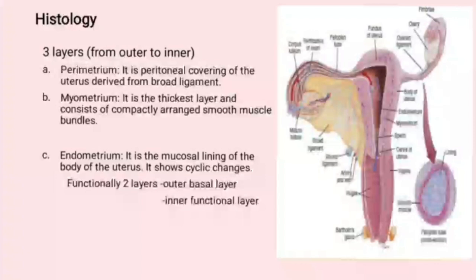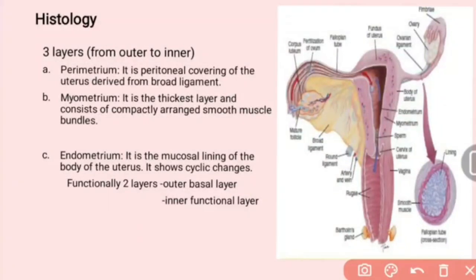Now we will know about the histology of the uterus. Okay, it has three layers from outer to inner. These are the perimetrium, myometrium, and endometrium. This outer covering is known as the perimetrium. The middlemost is the myometrium, this is the muscle layer, and the innermost is the endometrium. Metra is another name of the uterus. From that, it is called perimetrium, myometrium, and endometrium.